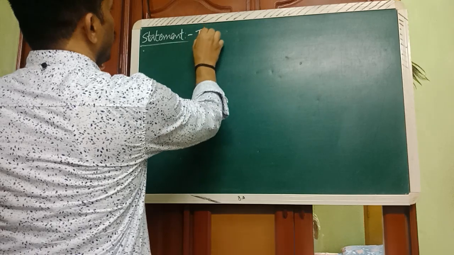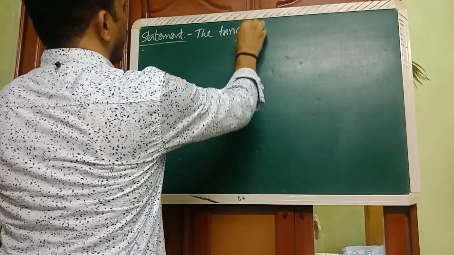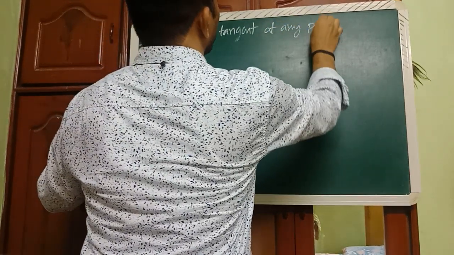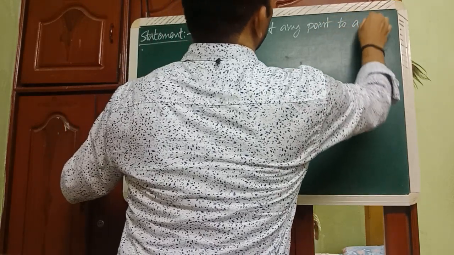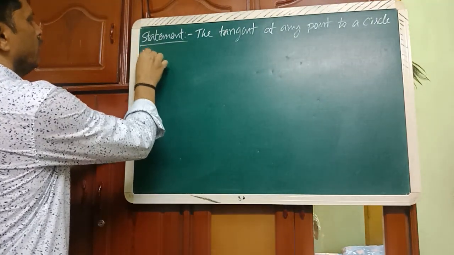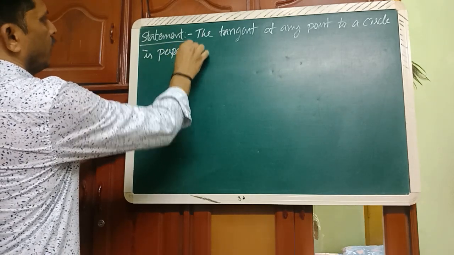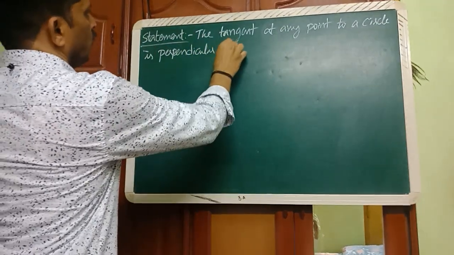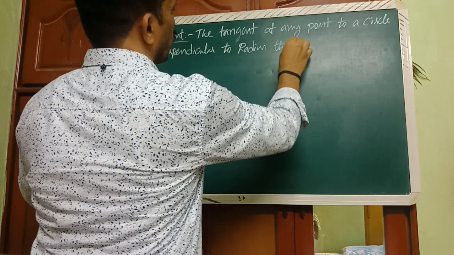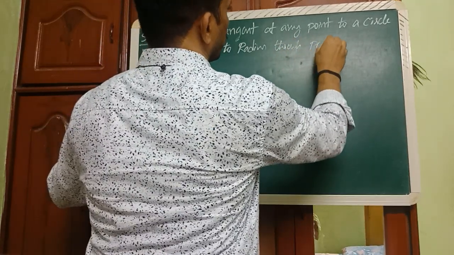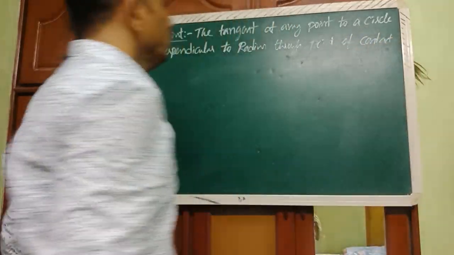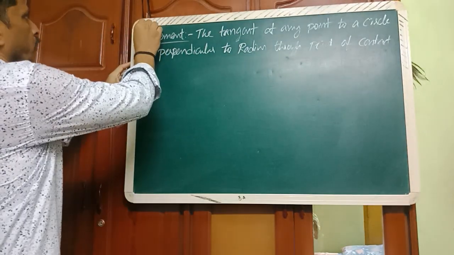So what is the statement? The tangent at any point to a circle is perpendicular to the radius through the point of contact. So this is the statement. This is the 10.1 theorem.